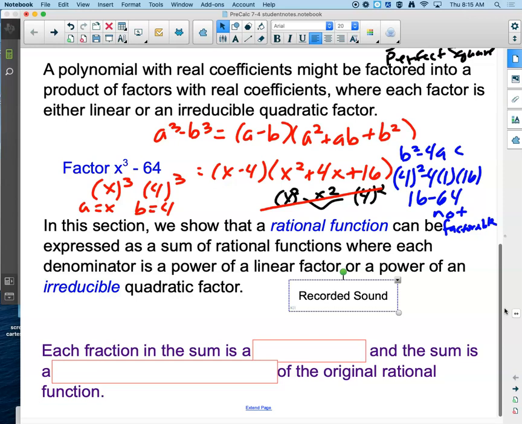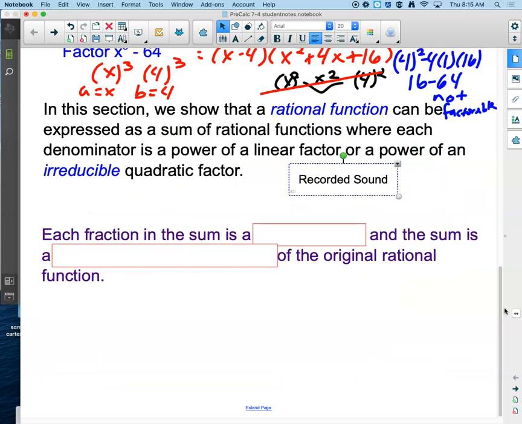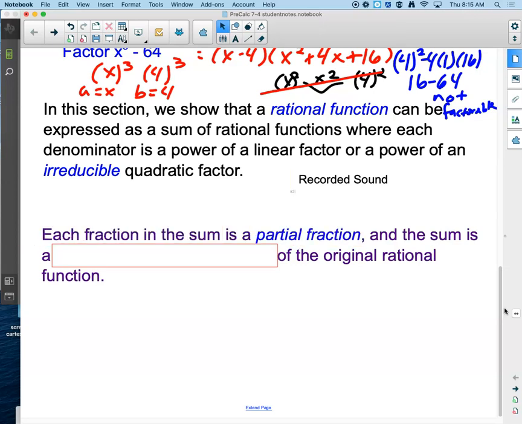Well, we've never done that. We've taken smaller ones and we've put them together before and found whatever their sum is. But now we have to work backwards. Well, turns out we have a lot of skills. We've been doing math a long time and we can make this happen. So each fraction in the sum is called a partial fraction. And the sum is a partial fraction decomposition of the original rational function.